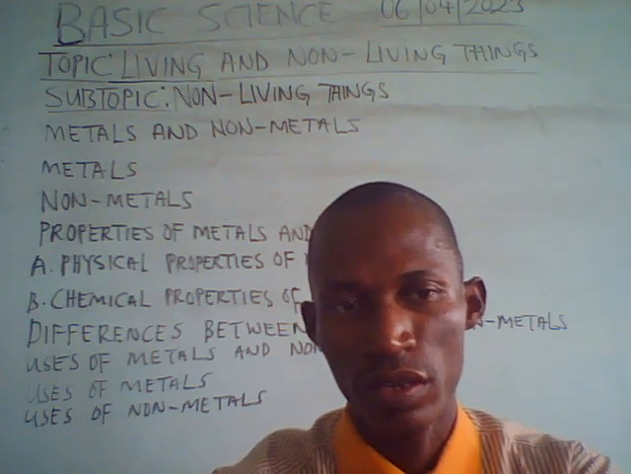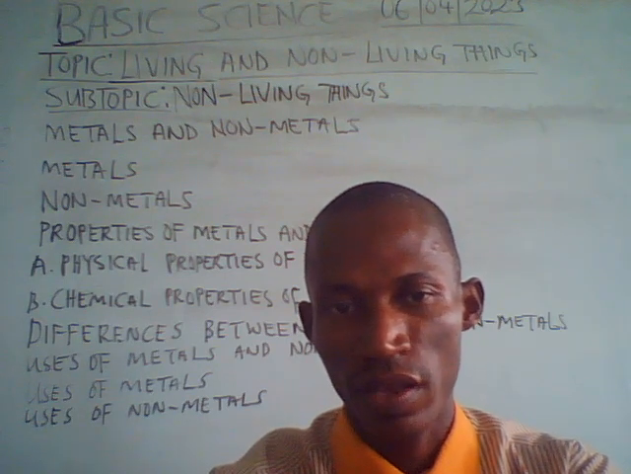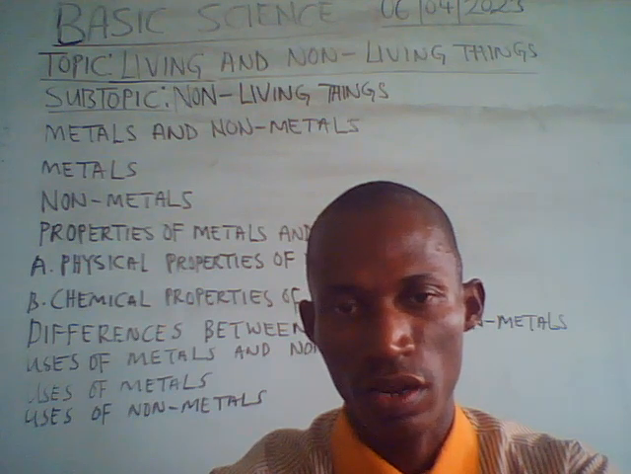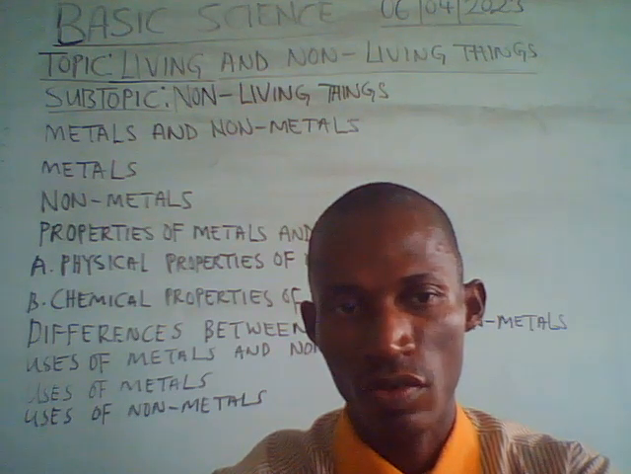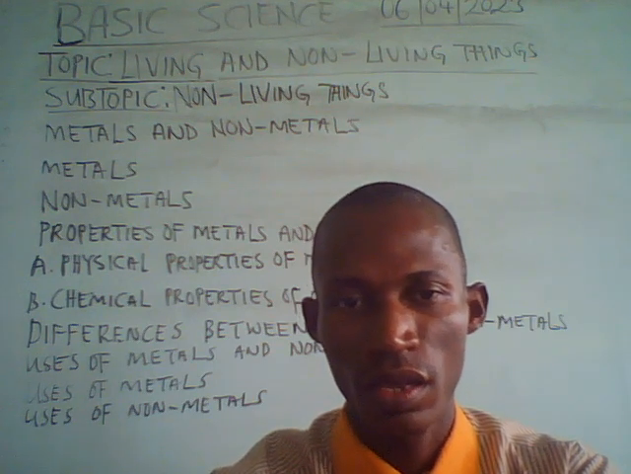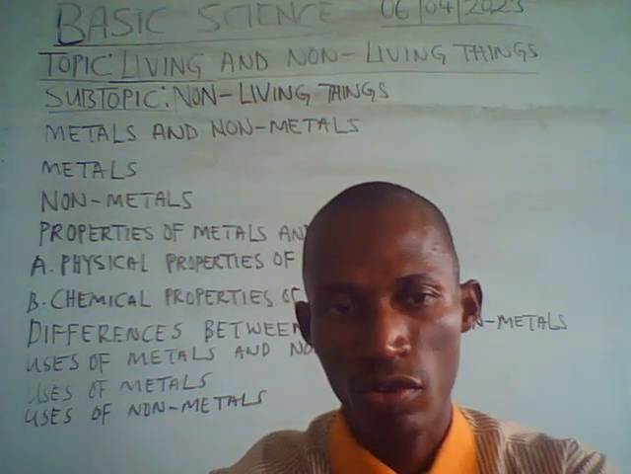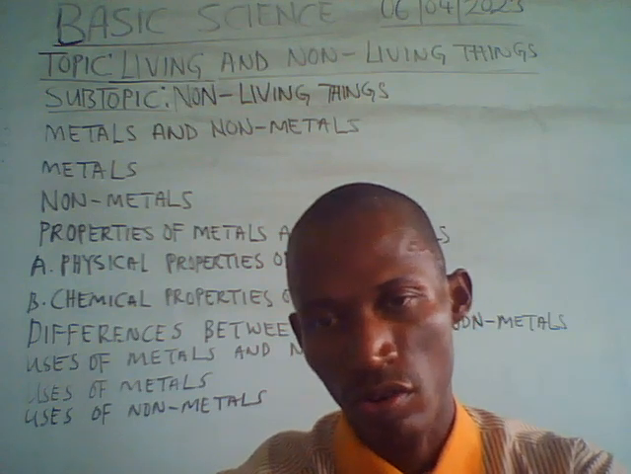Now, the next one is that metals are good conductors of electricity, whereas non-metals are bad conductors of electricity. That is why electrical wires are made of copper, and to prevent shock, they are insulated with a coat of plastic. Okay, now let's look at the next one. Metals are good conductors of heat, whereas non-metals are bad conductors of heat.